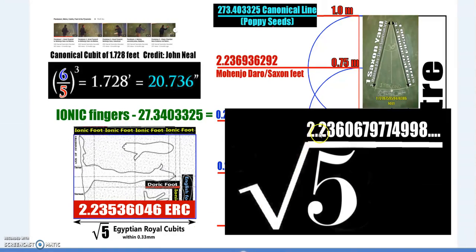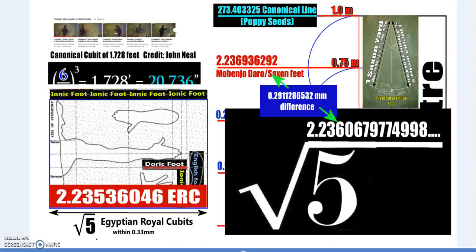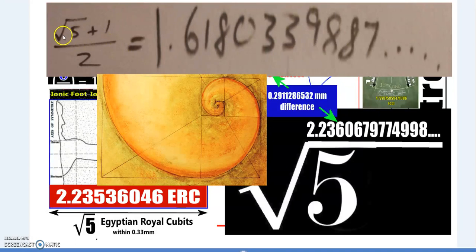Square root of 5 is 2.236067977, etc. That's a difference of 0.2911 millimeters from being exactly the square root of 5 Saxon or Mohenjo-Daro or Sumerian feet. And that is also a 1/3 of a millimeter difference, the Salamis stone, to be the square root of 5 Egyptian royal cubits. The square root of 5 is very important, of course, because the square root of 5 plus 1 divided by 2 gives us the golden number, the golden ratio, or phi.